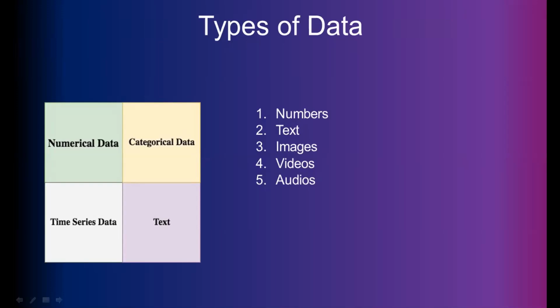Now, when we have all of these types of data, we can categorize this data into technical features based on numerical data, categorical data, time series data, and text. We will understand in depth what exactly numerical data, categorical data, time series data, and text are when we come to it. But for now, just understand that numbers can be considered numerical data. Text can be considered text data.